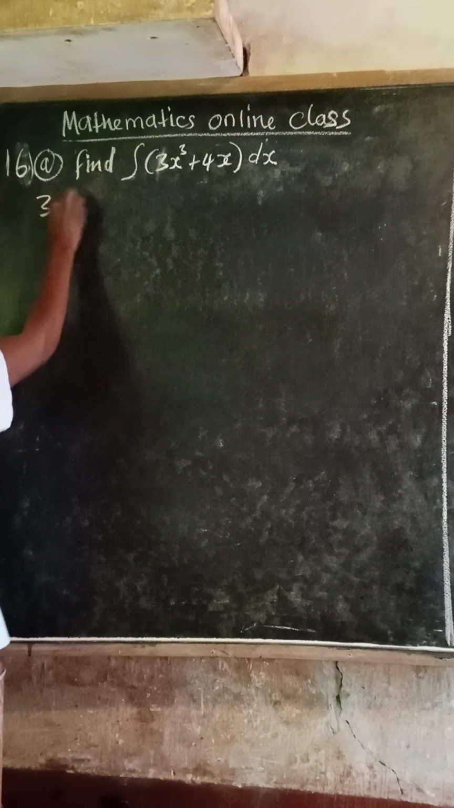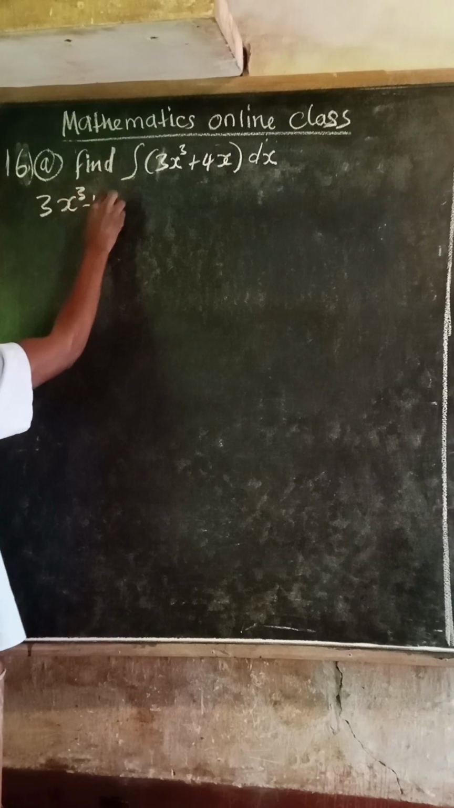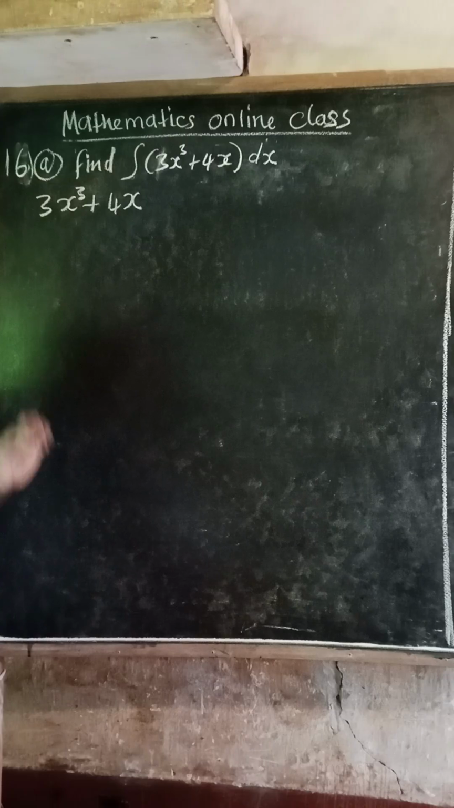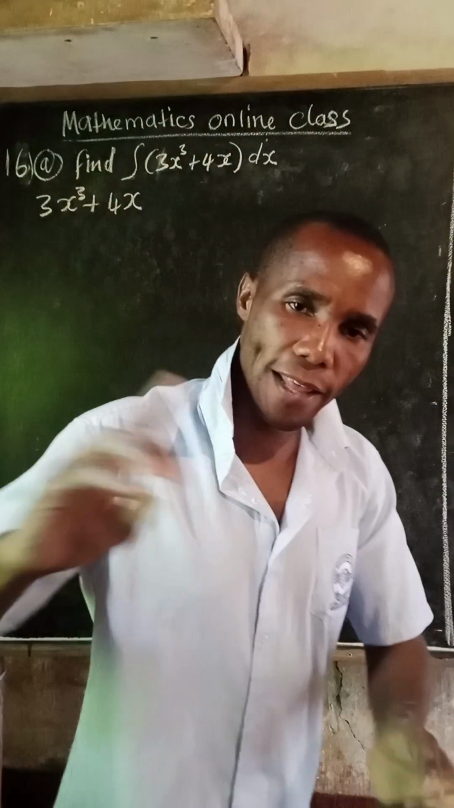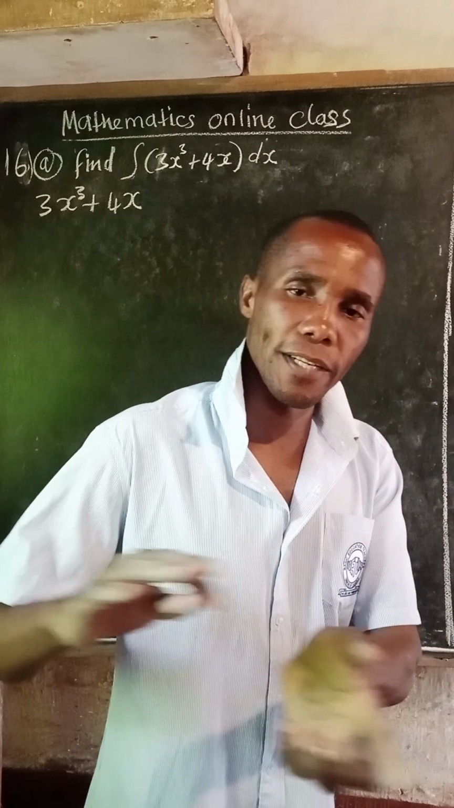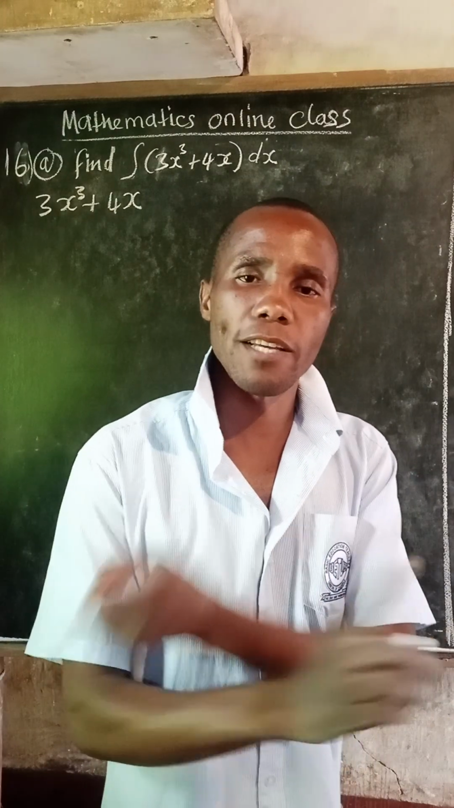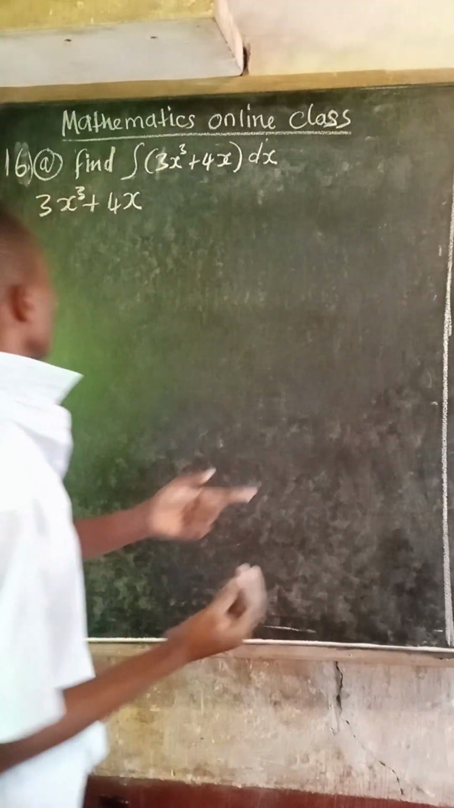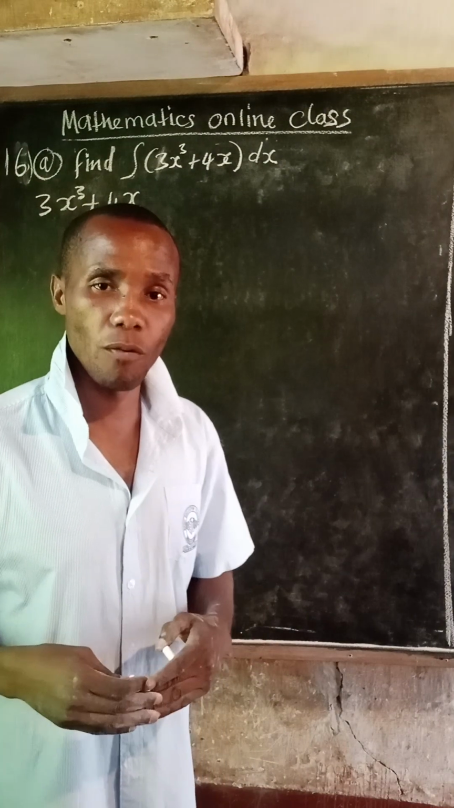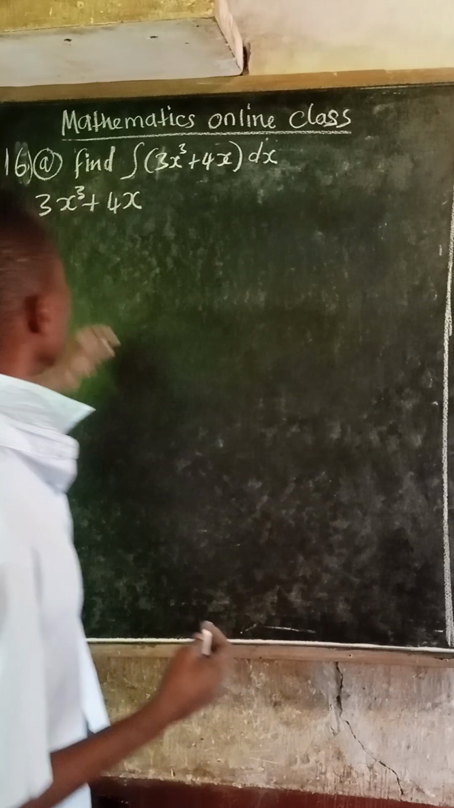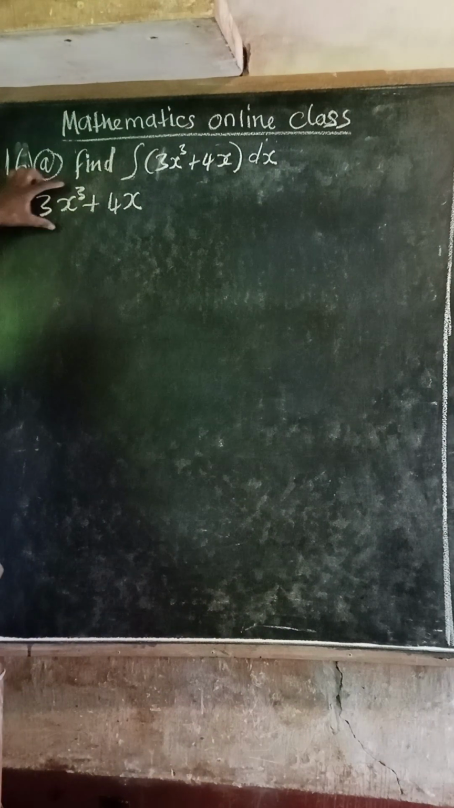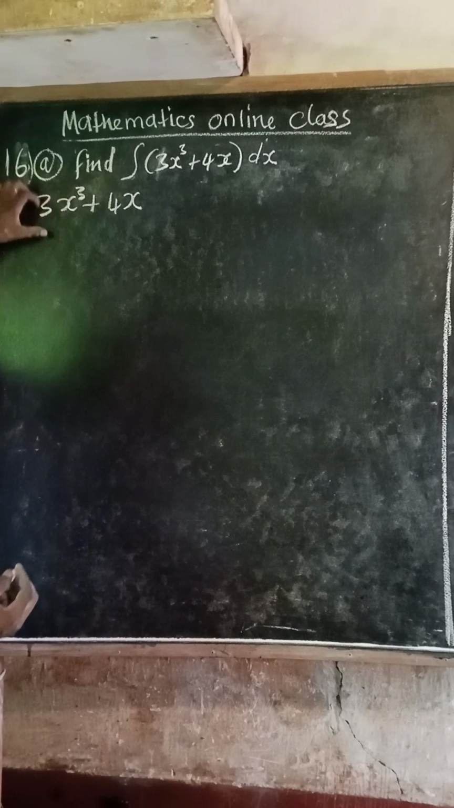We write 3x cubed plus 4x. So how do we integrate? The other name for integration is anti-differentiation. This is just the opposite of differentiation. When we talk of differentiation, that is the finding of a gradient in calculus, so we call it differentiation. Now let us see how we are going to integrate.